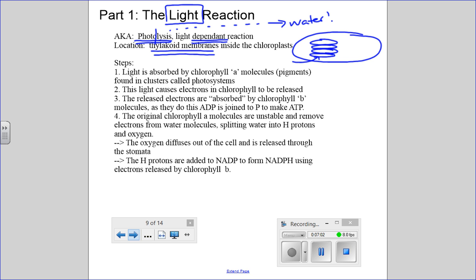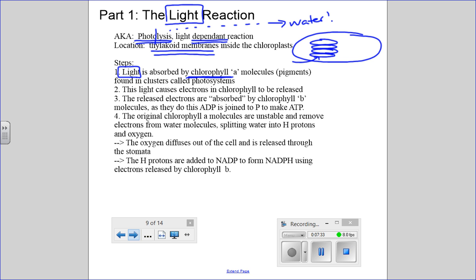So what's actually happening? Well, first of all, light is absorbed by chlorophyll. Like I mentioned yesterday, chlorophyll is a pigment. Pigments are the things that give color. And you might recall us talking about how chlorophyll does not absorb green light, and that's why things look green.